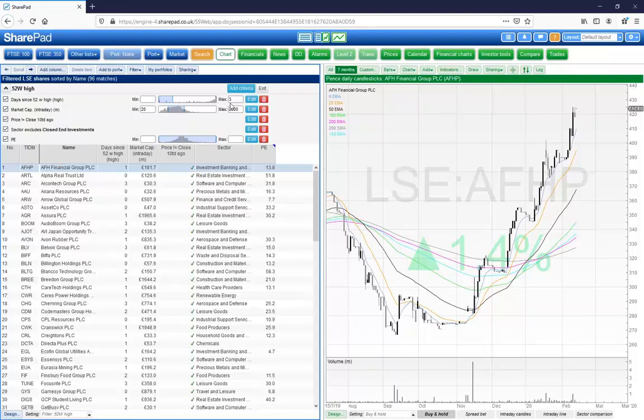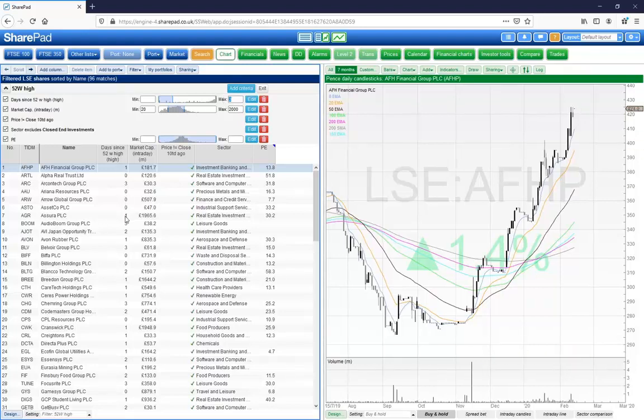So you could run this once a week and put in 5 days here, and you could go through it every Saturday or Sunday. You get notified what shares had been doing what and how many days ago.